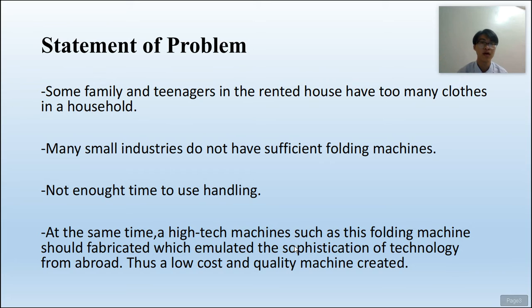Okay, this one is the statement of the problem. In my research, many families and teenagers have so much clothing in the household. Many small households don't have a sufficient folding machine. They also do not have enough time to fold by hand. Some families have parents or teenagers who go out of station, and when they come back they don't have enough time to fold by hand. At the same time, a high tech machine such as a folding machine is emulating the technology from above, so they choose a lower cost and quality machine.